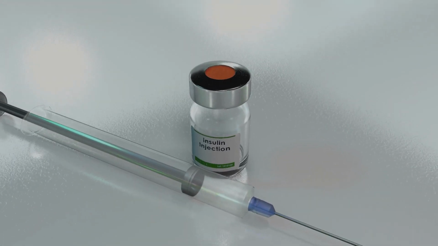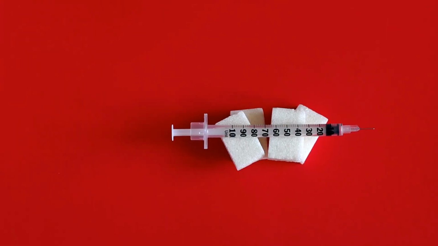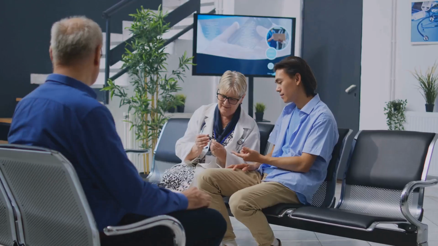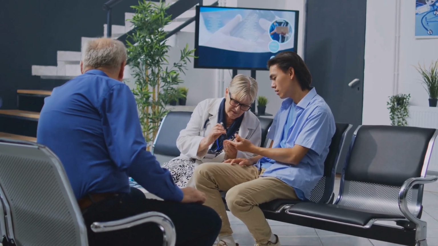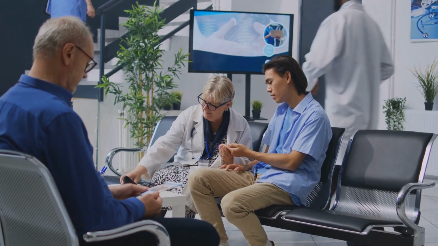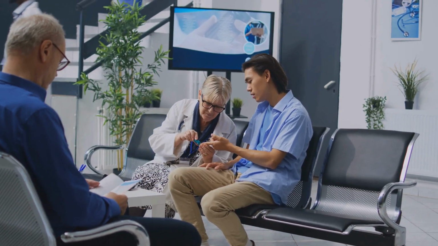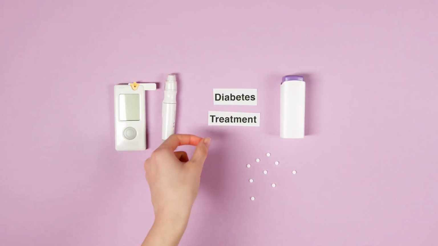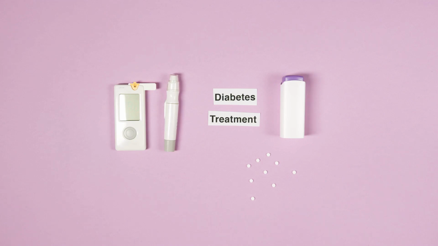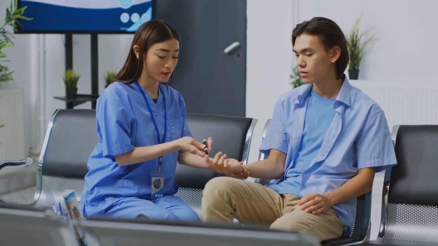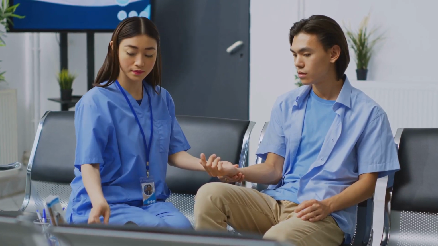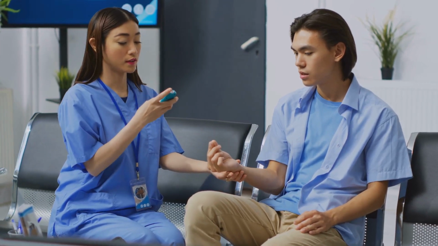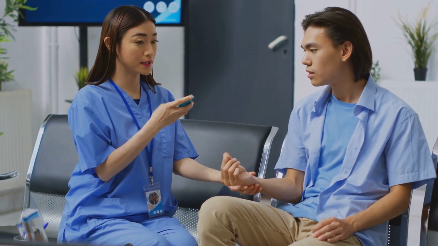Insulin is a hormone that regulates blood glucose levels by allowing glucose to enter cells for energy. In individuals with diabetes, the body either doesn't produce enough insulin, as in type 1 diabetes, or doesn't use insulin effectively, as in type 2 diabetes. Insulin therapy is essential for managing blood glucose levels and preventing complications in many individuals with diabetes.